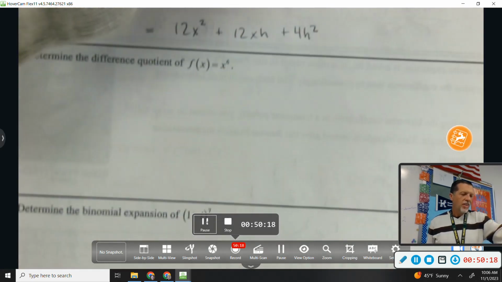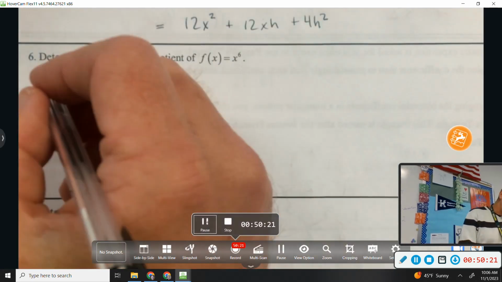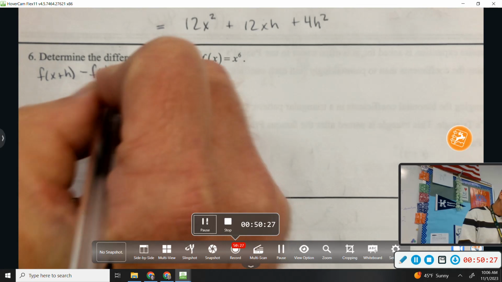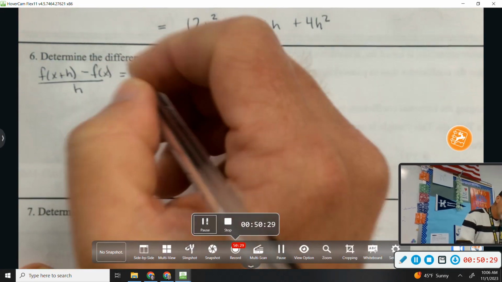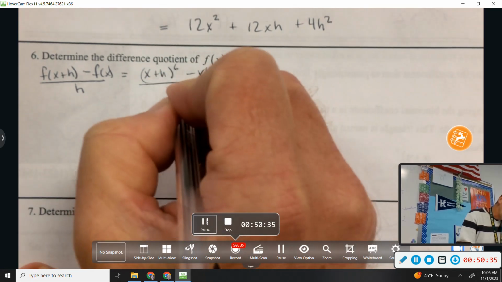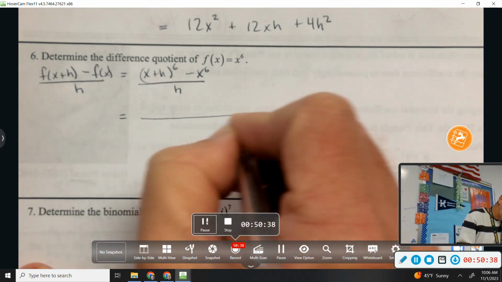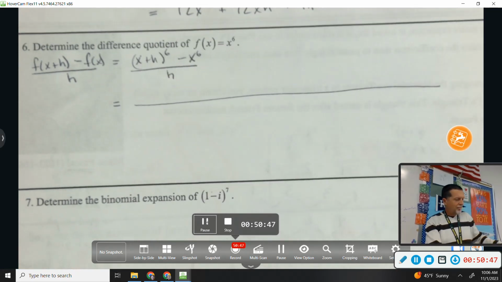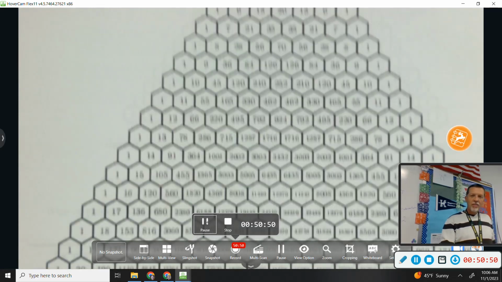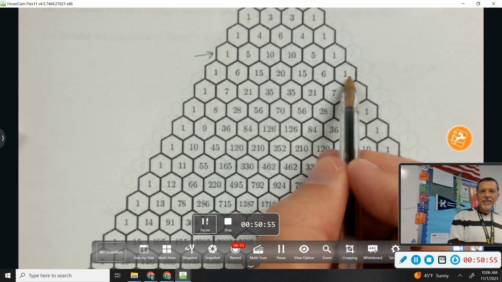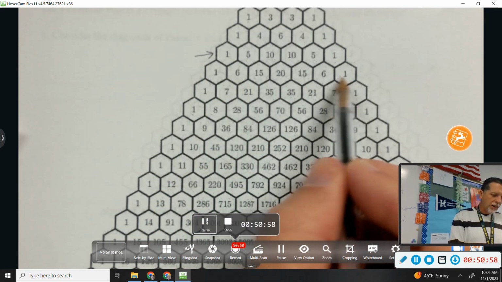Find the difference quotient of x to the 6th. f of x plus h minus f of x all over h. So that's x plus h to the 6th minus x to the 6th all over h. Well, normally this would be terrible. It's still not, I don't know, it's not difficult. It's just kind of annoying. So I go to my triangle, and I want the row with the 6 in it. I'm careful not to say the 6th row because it depends on how you're counting, but the row with the 6 in it.